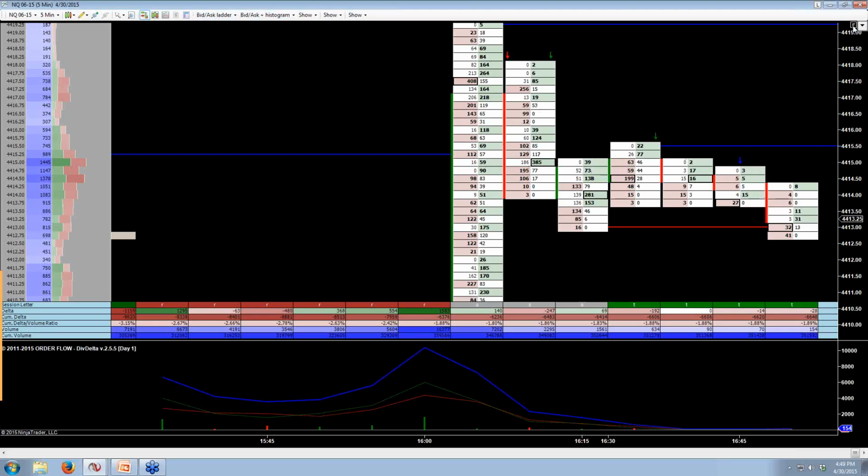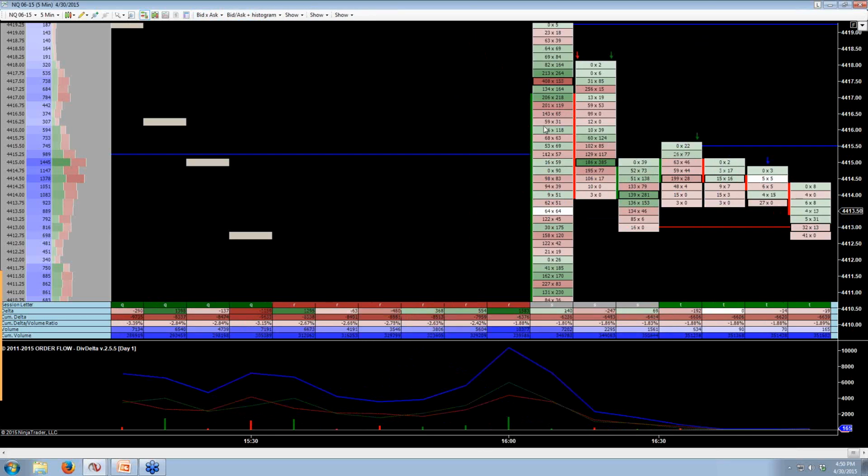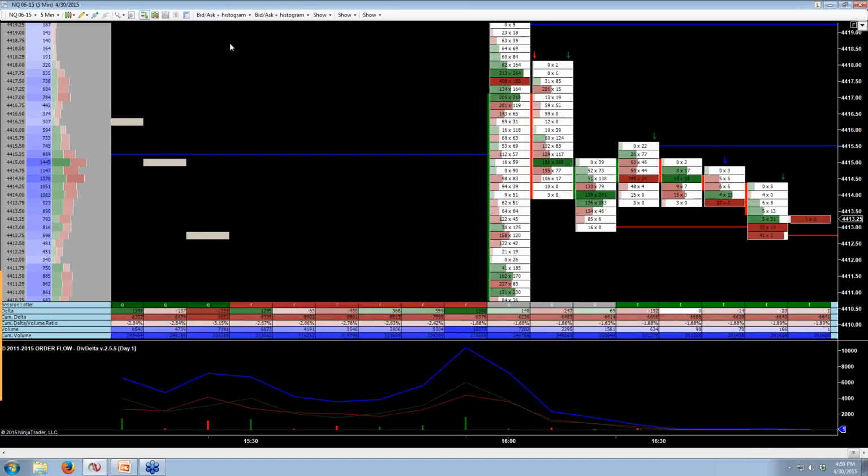And the other nice thing about the chart is you can choose how you want to view these. So this is how I like to view it. You can view it as bid times ask, if you like that view better. You can view it as a histogram, Bid/Ask Histogram if you want.